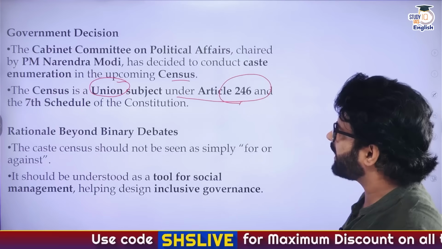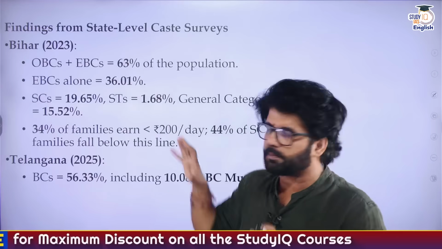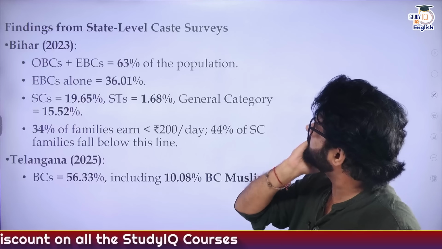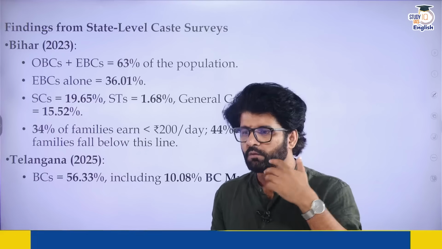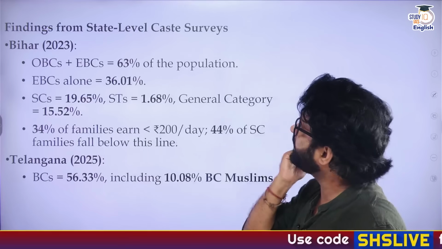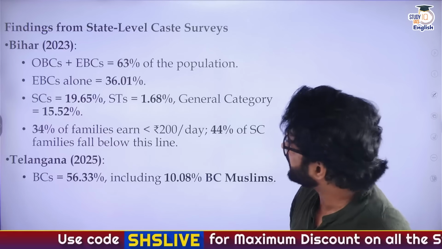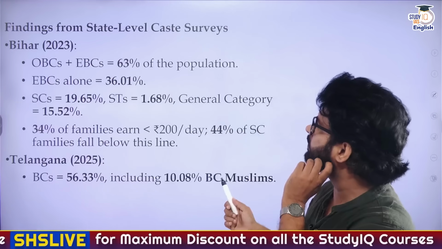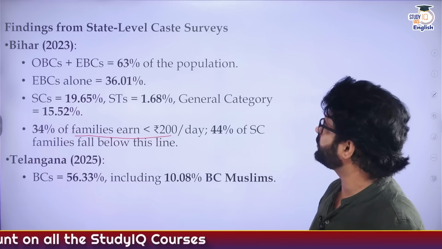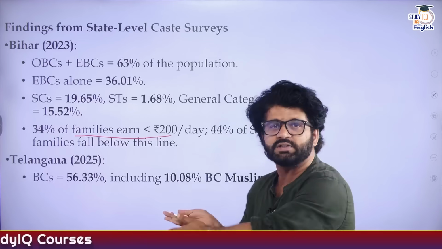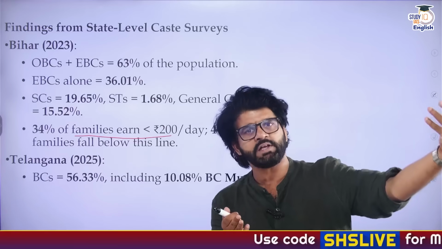So this is the right time according to the author, and he is giving certain justification based on the states which have conducted their caste survey, Bihar and Telangana. They are saying that this is giving us an idea. If you see Bihar's data, OBC plus EBC, economically backward caste, is 63% of the population. SCs and general categories are only around 15 to 16%. 34% of the families earn less than 200 per day. If you don't have this data, how are you going to address these particular grievances? You'll always be in the unknown.